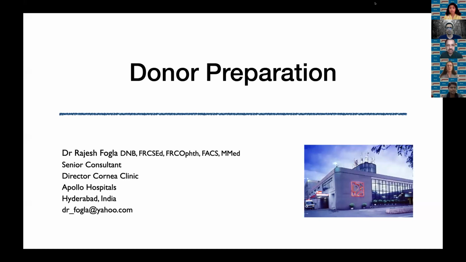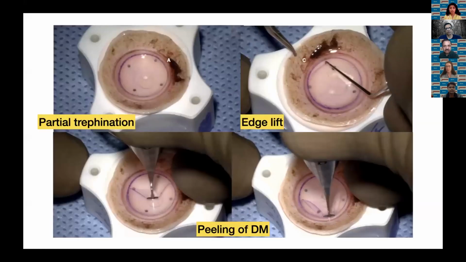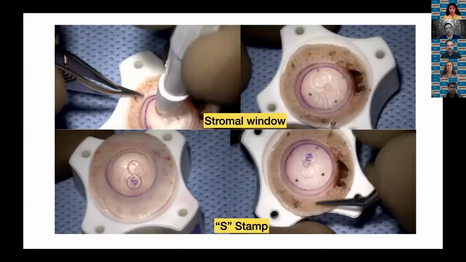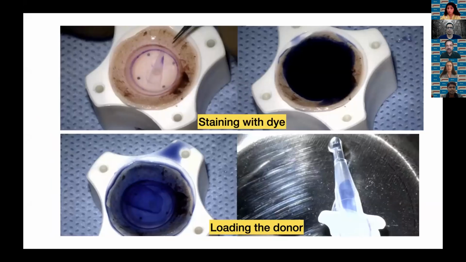I think most of the points are what Vikas and Praveen have already mentioned in their talk. And we will straight away come into donor preparation. So you do the partial trephination in the periphery, free the edge, do the peeling. And once you have done the partial peel, go ahead, create the stromal window, flip it over, put in your marking of the stromal side of the DM, come back, do your second trephination, and then you peel off your donor and stain it with trypan blue.